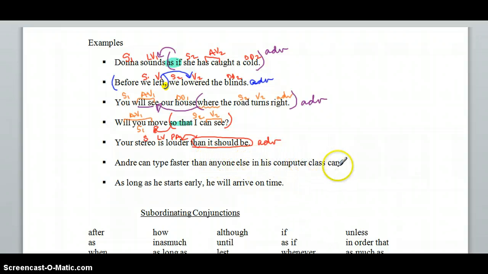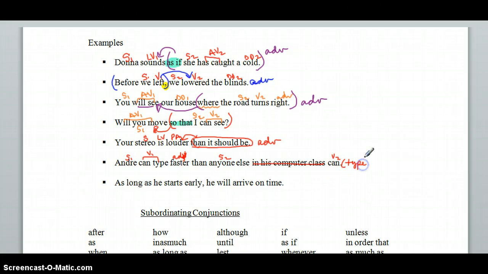Anyone else in his computer class can. Well, in his computer class is a prepositional phrase, so I'm going to cross that off to clear my thinking. So anyone, so I've got Andre, subject, can type, verb. How does he type? Faster. There's an adjective, or adverb, describing how he types. Anyone can, there's my second subject and verb, and what is left off here is can anyone type?